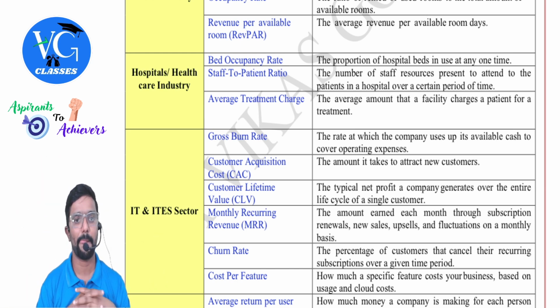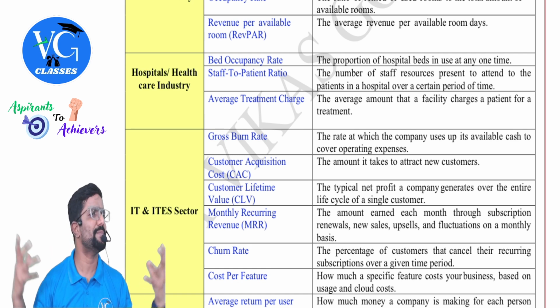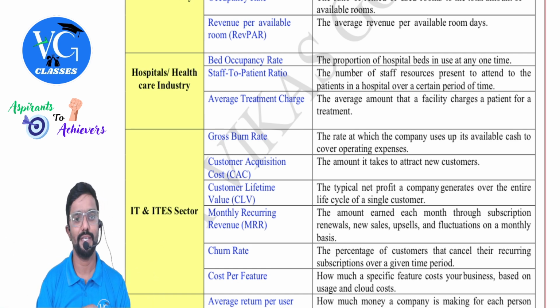Bed occupancy rate means out of 100 beds, on average, how many beds are occupied? Like 70%, 80%, whatever the bed occupancy rate is.